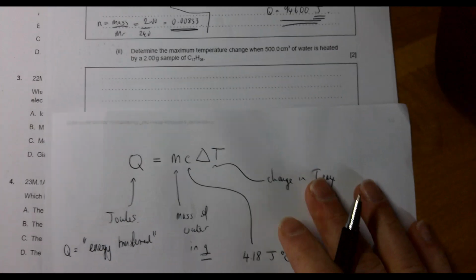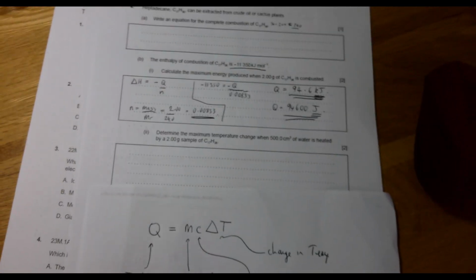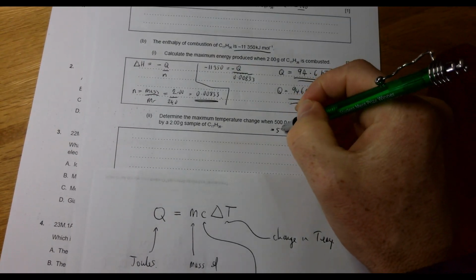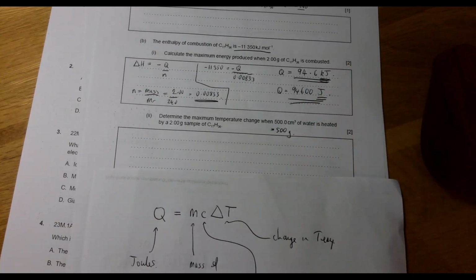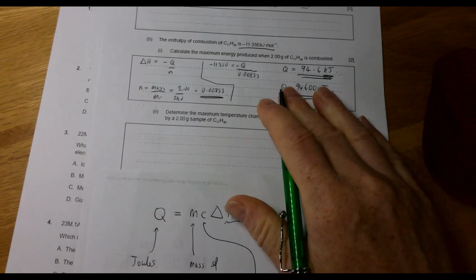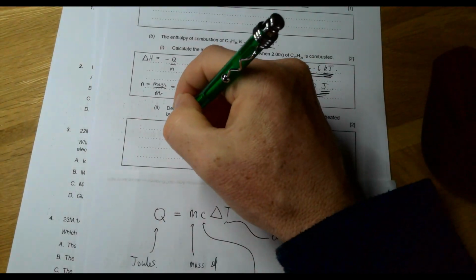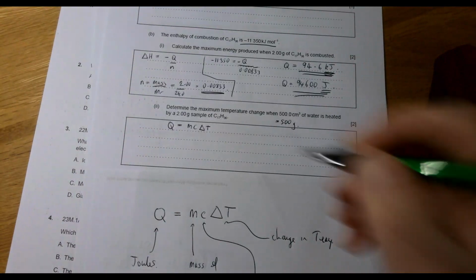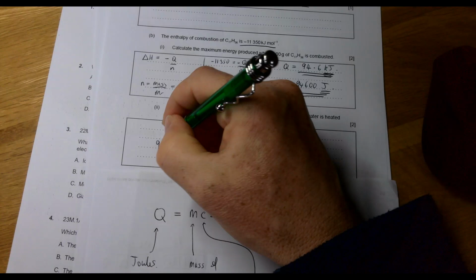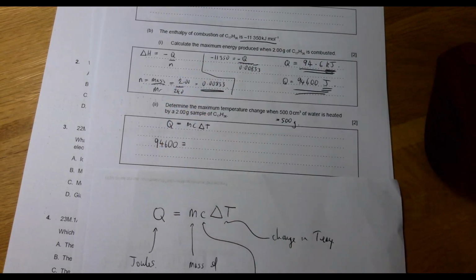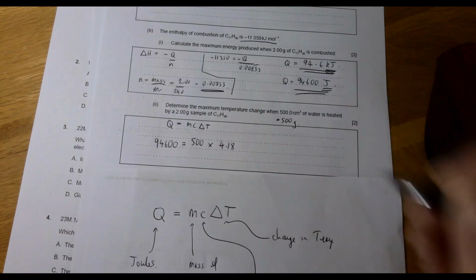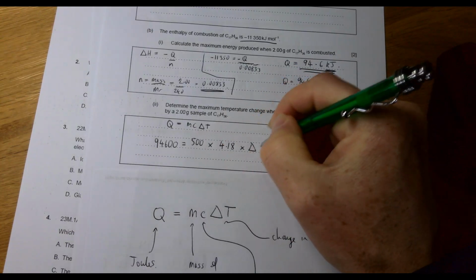The next part of the question, people really struggled with, even though it's a relatively straightforward question, I would argue. The maximum temperature change when 500 centimeters cubed of water, which by the way is the same as 500 grams. We can assume the density of water is 1 gram per centimeter cubed. So we're going to use Q equals mc delta T. We know Q, we've just worked it out, we'll give that in joules now, 94,600. The mass is 500 grams. 4.18 is the specific heat capacity of the water, and then delta T.